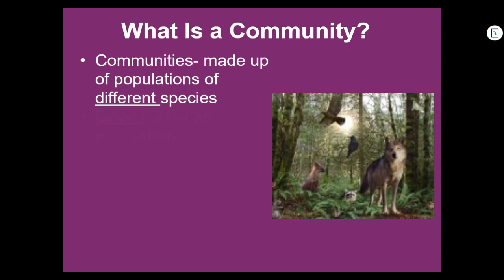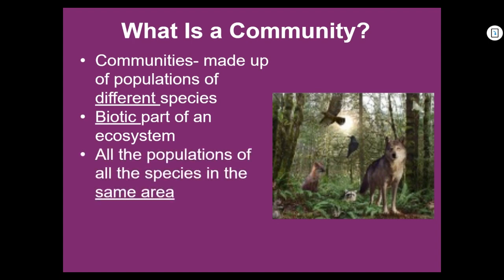Communities are made up of populations of different species. The biotic part of an ecosystem, remember, y'all, biotic just means living thing, right? That is, these are talking about the living parts of an ecosystem and all the populations of the species in the same area. Right. So here you see there's a couple birds, a raccoon, a wolf. Not a very good picture, but you can kind of see those things here. And it also includes their interactions, right? How the wolves and the raccoons and the plants and all of that, they interact together.